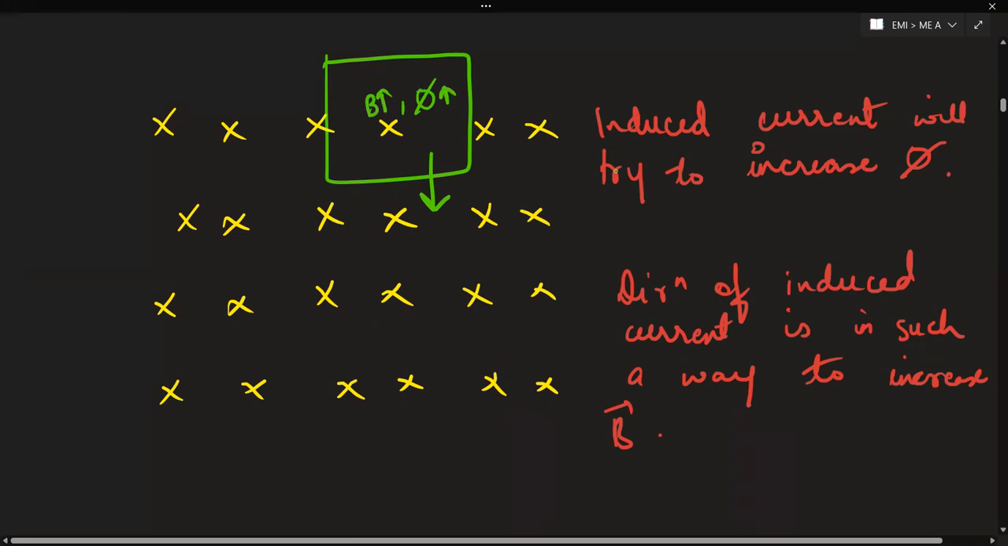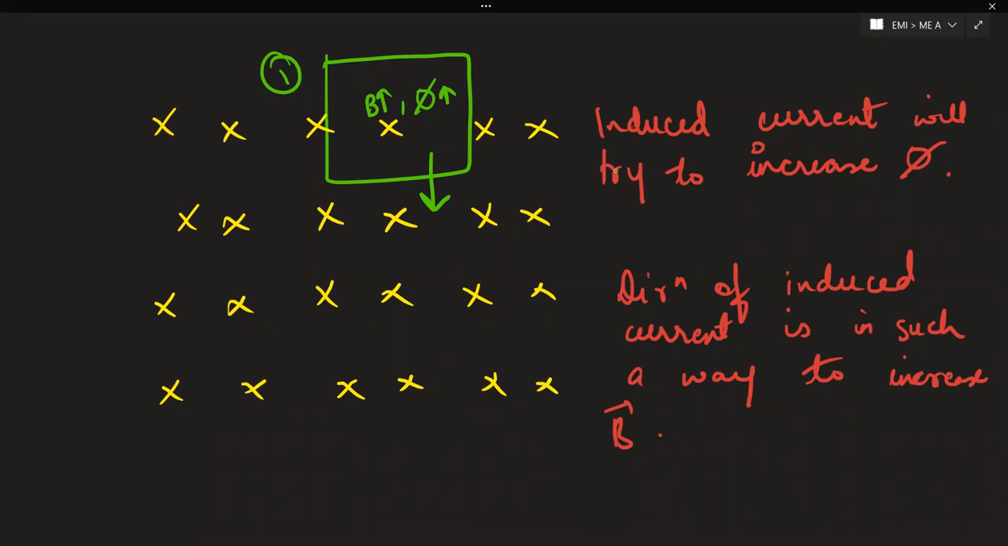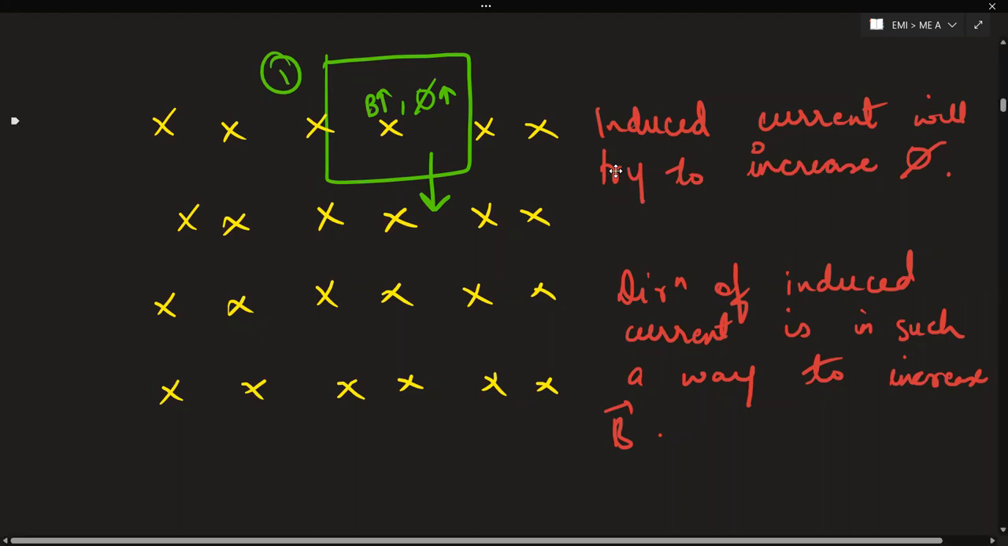Do you understand this? This is the first coil. Coil 1 is moving into this. Magnetic field lines will become more, so the magnetic flux will also become more. If the magnetic flux is becoming more, there's a change in the flux. Obviously, there will be an induced current, which we all agree on.